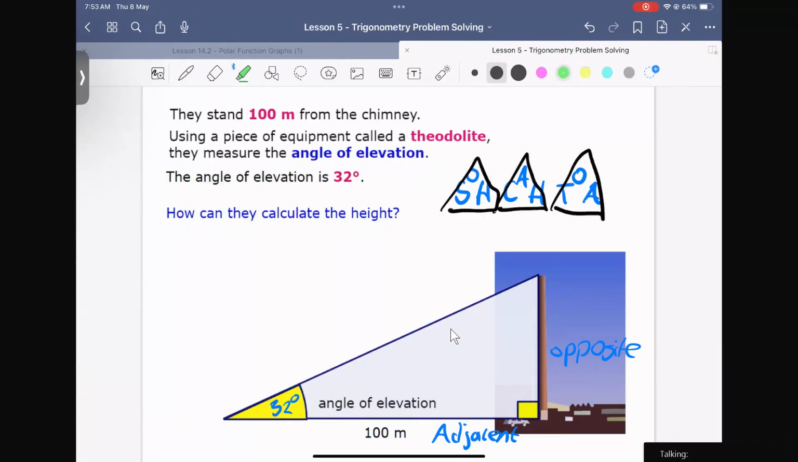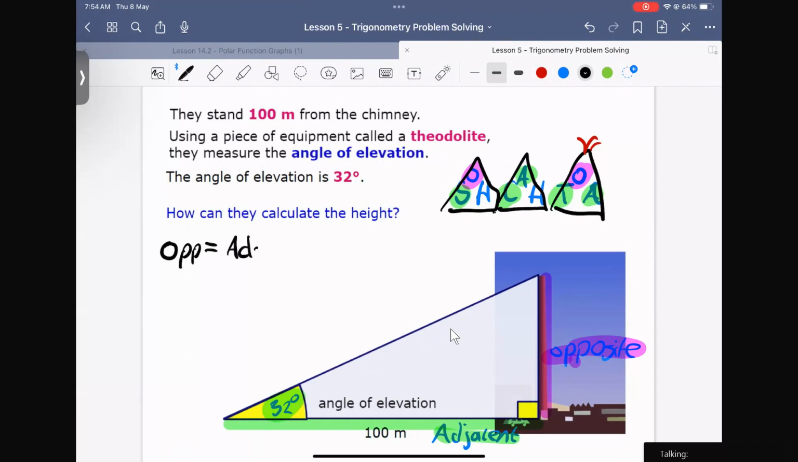And then labeling what we have and what we need. We have the angle, so we have the sine of the angle, the cosine of the angle, the tangent of the angle. We have this side, which is the adjacent. And we are after this side over here, which is going to be the opposite. So we can see by our little triangles that this one is going to be the successful one. The formula that we wish to use is that the opposite is going to equal the adjacent multiplied by the tangent of the angle. Putting in our values, that is going to give us 100 tan 32.